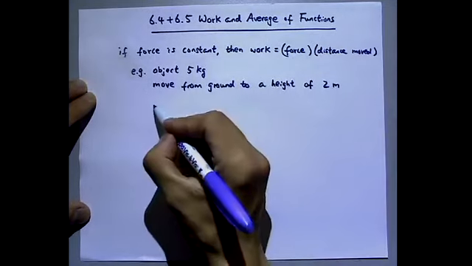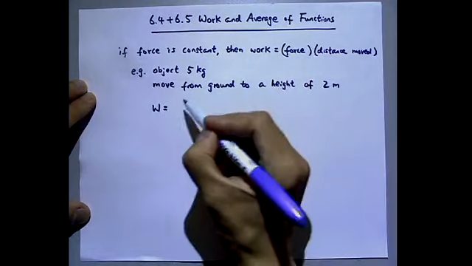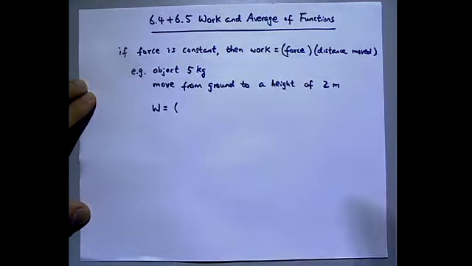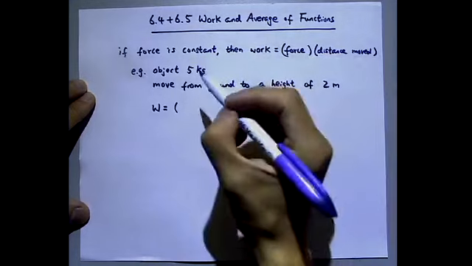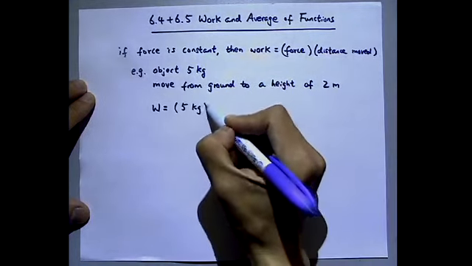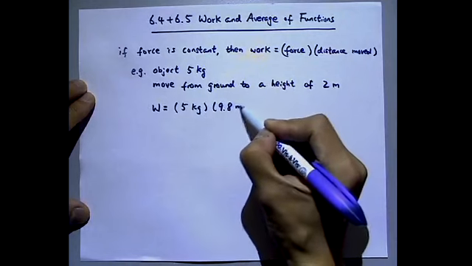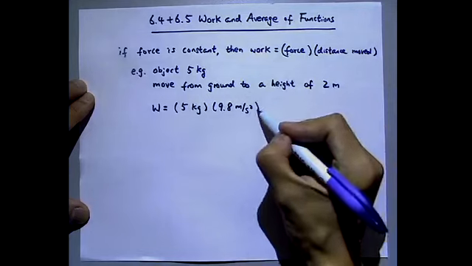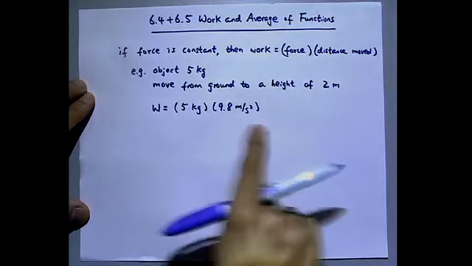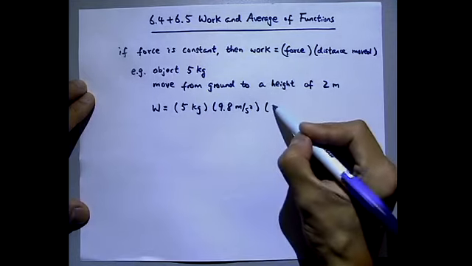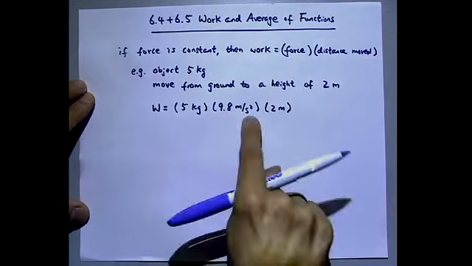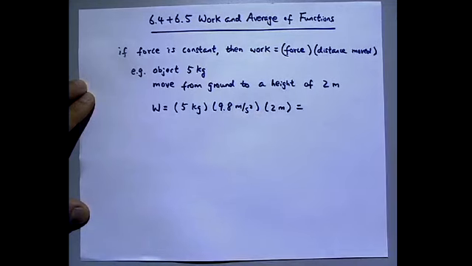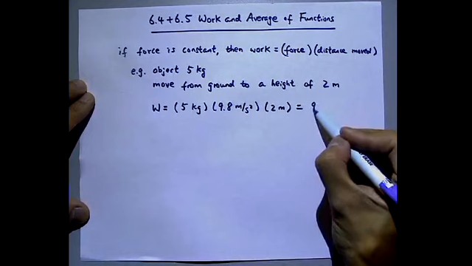So the work for this kind of situation, called W, is the force acting on the object. In this case, it's simply gravity. We're working against gravity. Think of you climbing the stairs from this floor to the upper floor. So this thing weighs 5 kilograms. We know gravity is 9.8 meters per second squared, roughly. Right? So that's the force acting on this object. And this object moved a distance of 2 meters. Force, distance. You multiply this together, we get 98.